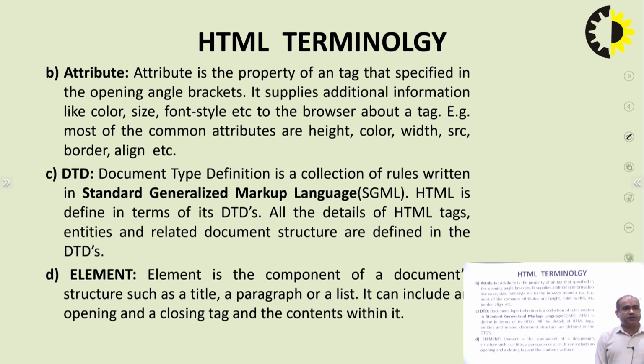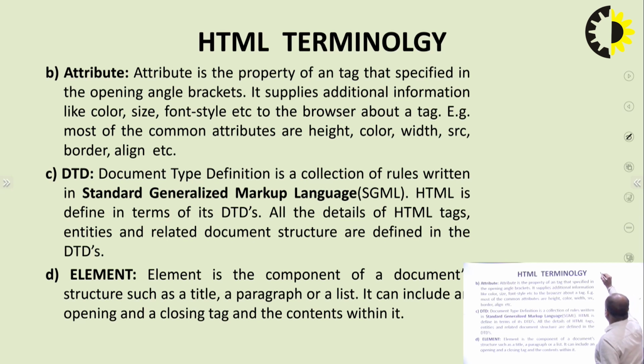Next, we are talking about the attribute. An attribute is a property of a tag that's specified in the opening angle bracket, and it supplies additional information like color, size, font style, etc. to the browser about the tag. For example, most of the common attributes are height, color, width, source, border, align, etc.